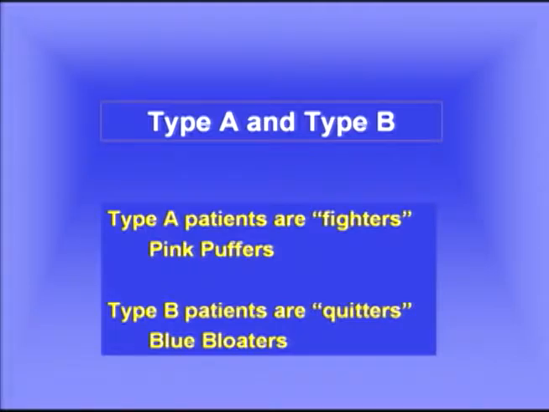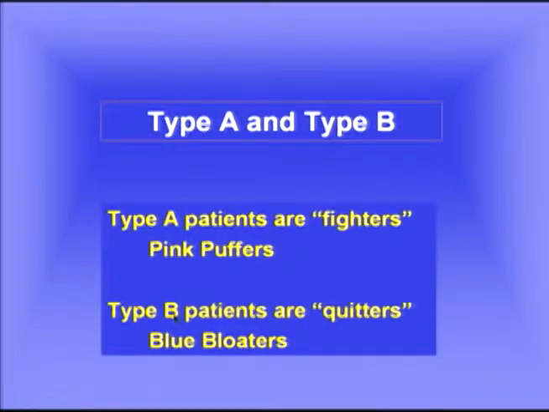By contrast, the type B patients can be called quitters. They are people who have elected not to try and keep their PCO2 at the normal level because the dyspnea associated with that is so unpleasant. And if you like, they've traded an increased PCO2 for a better life in not breathing so hard. And they're called the blue bloaters. They're blue because they're cyanosed and they're bloated and they have some water retention as well. And those are the classical descriptions of the type A and type B patients.